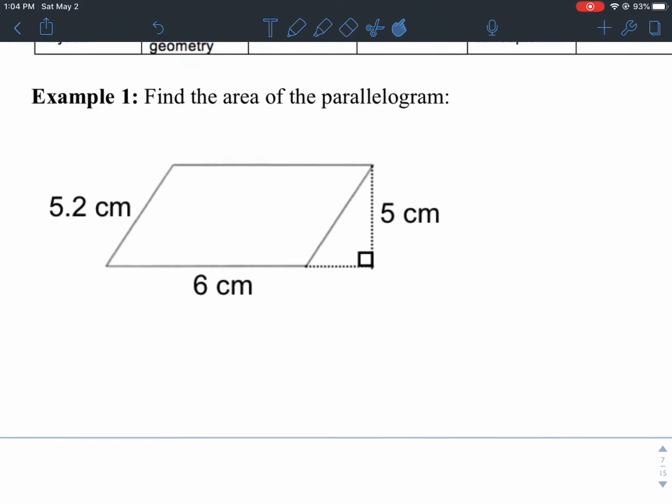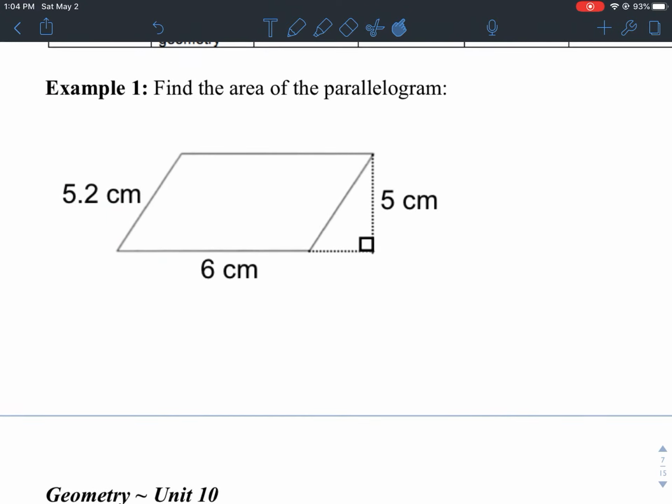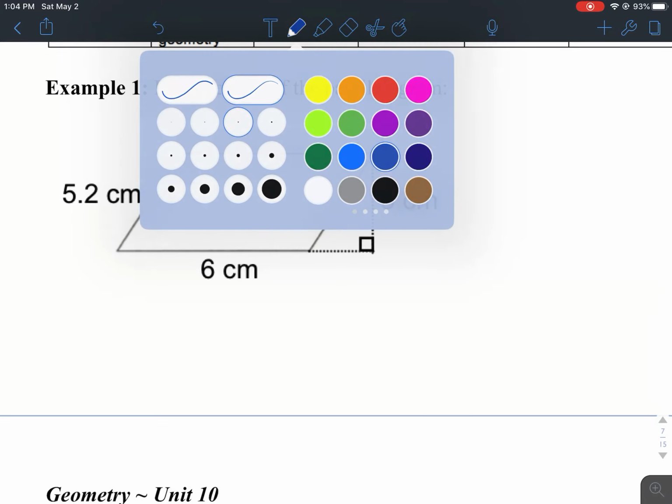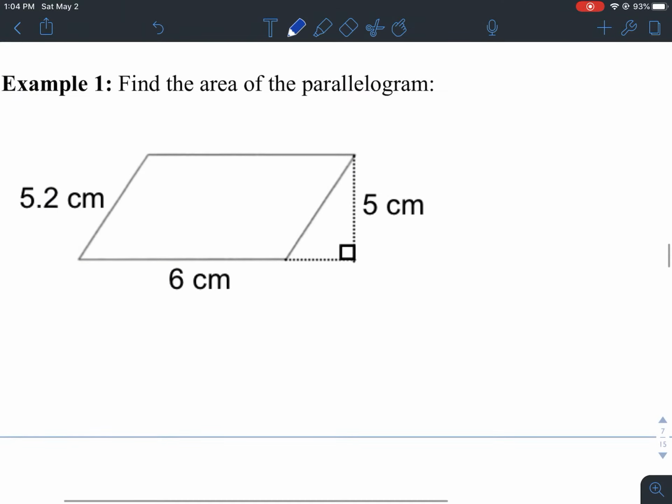So for the first example, take a look. It says find the area of the parallelogram. A lot of the times you're going to be given 3 sets of numbers to kind of trick you a little bit. And again, if you watched Ms. Fogg's video on the formulas, the formula to find the area of a parallelogram is area equals base times height. Alright, so we have to identify the base and the height for this.